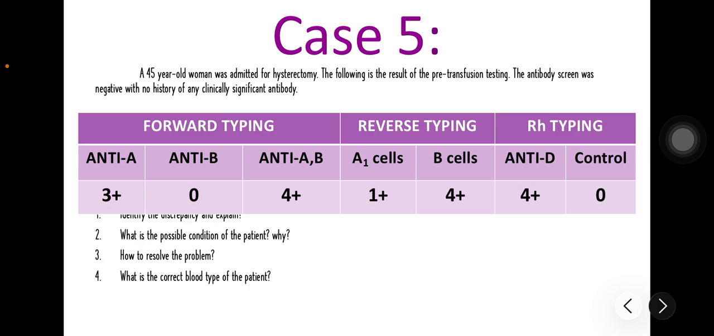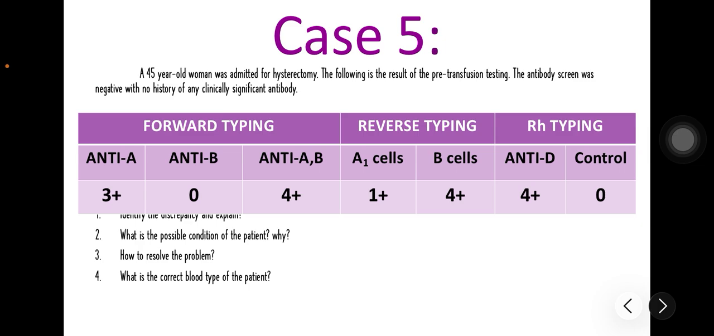So what's the discrepancy? It belongs to type 2 discrepancy wherein there is a weak or missing antibody, specifically an unexpected antibody in the serum, which is anti-A1. What is the patient's possible condition? The patient is most likely A2 subgroup with anti-A1 antibody. Why? Because of the unexpected reaction with A1 cells, and there is no history of other antibodies. The antibody screening was negative, and anti-A1 is often cold reactive and is clinically insignificant in most cases.